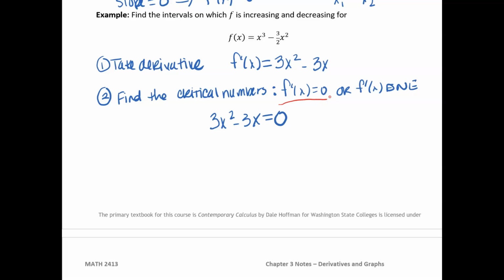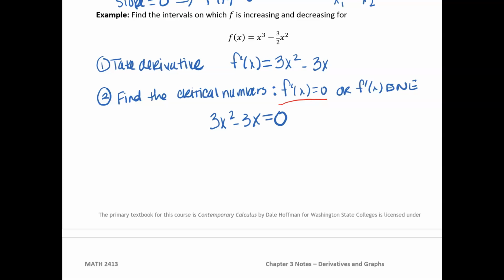Now in the case of this function, there isn't anywhere that it doesn't exist. 3x squared minus 3x, no big deal. Even our x cubed, cubic or quadratic functions, it's very continuous. It's a smooth polynomial function. There's no really problem areas for it.